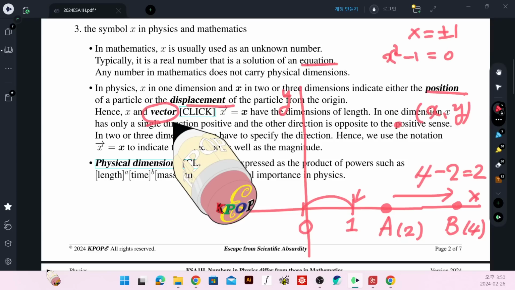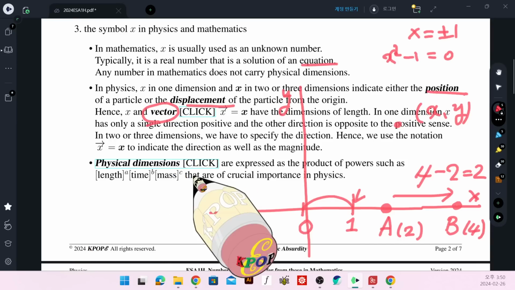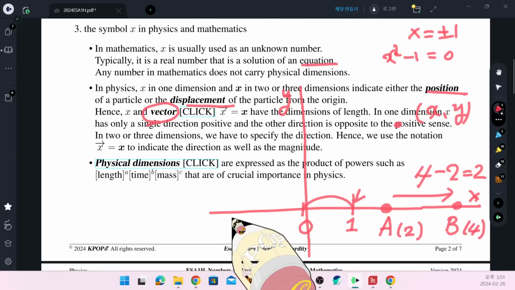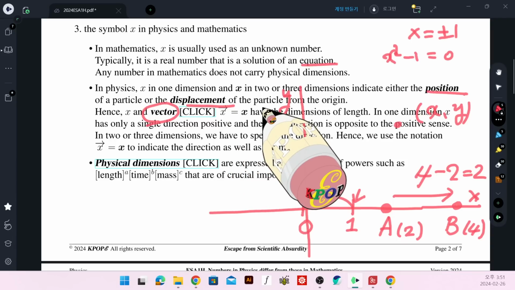In abstract algebra, we can extend this idea to the more general case, n-dimensional Euclidean space, but our major concern here is what about x? X usually stands for a real number that is a solution of an equation when we study mathematics. However, if we study physics, X is usually either position or displacement. And that displacement is generalized to study a vector in a plane, or in space.